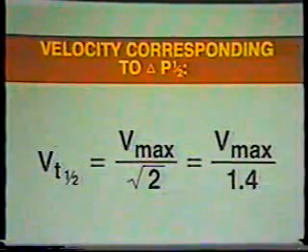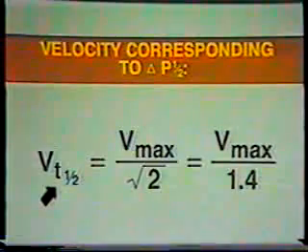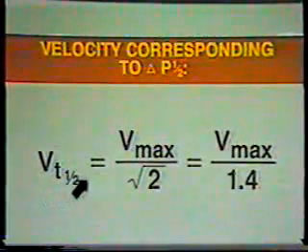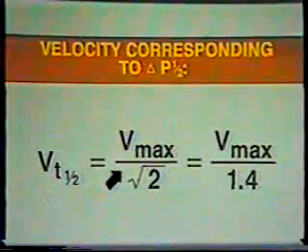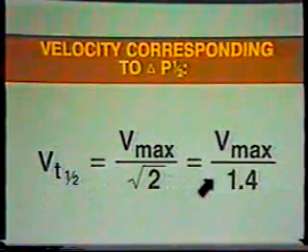The velocity which corresponds to 1/2 of the maximum pressure gradient is found by simply dividing the maximum Doppler velocity by the square root of 2, which is 1.4.